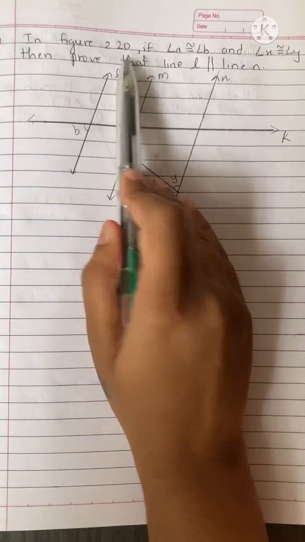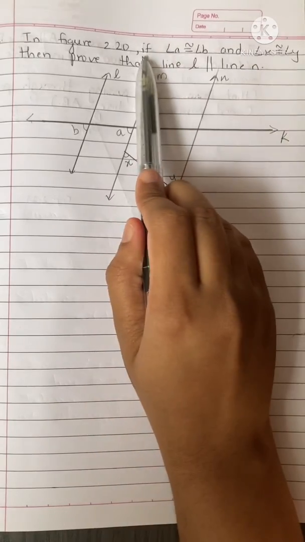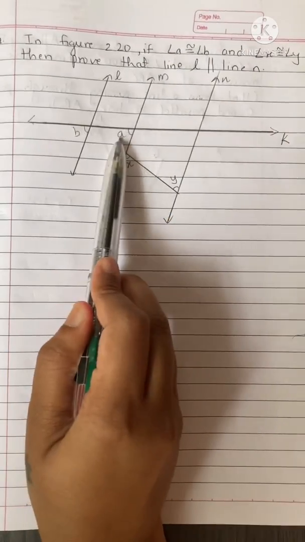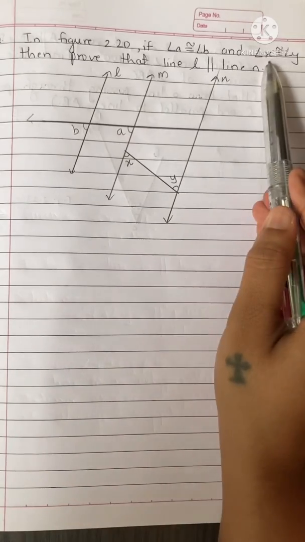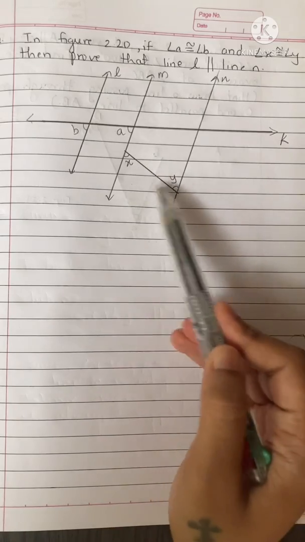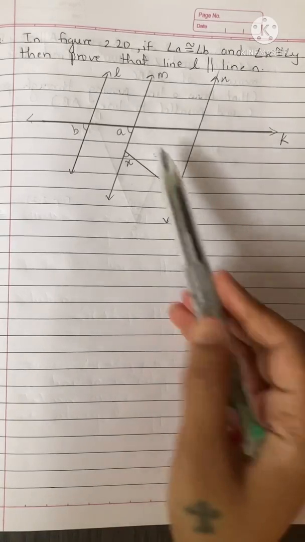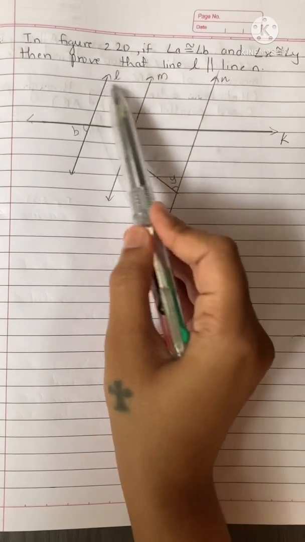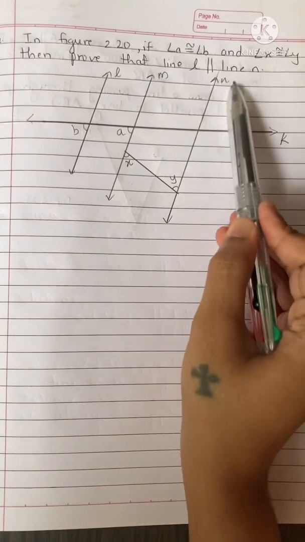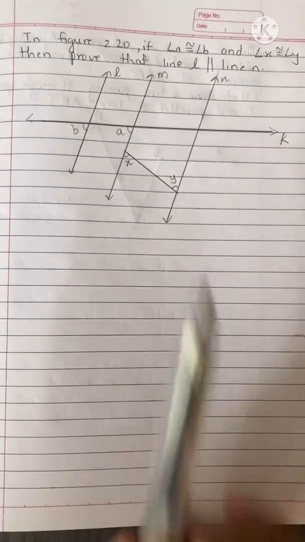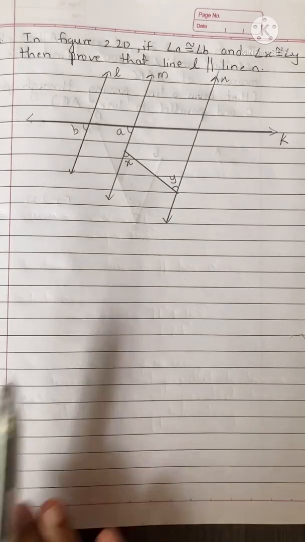So the third sum is in figure 2.20, which is this figure. If angle A is congruent to angle B, this angle is congruent to this angle, and angle X is congruent to angle Y, that means this angle which is shown in the figure, X, is congruent to angle Y. Then we have to prove that line L, that means this line, is parallel to line N. So these two lines are parallel to each other, that we have to prove. And it is very, very simple.